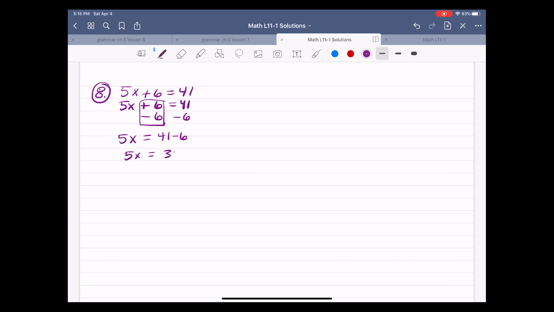5x equals 35. The variable that I have is x, and it's connected to the 5, and it is being multiplied by 5. The inverse operation is divide by 5. If I divide the left, I've got to divide the right. 5 divided by 5 is 1. 1 times x is x. x equals 35 divided by 5, which is 7. I hope you got that one right. If not, go back and do it again and make corrections.